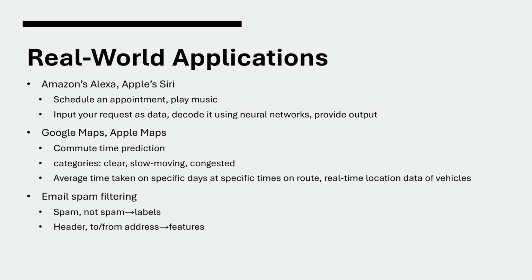And finally, for email spam filtering, it can sort and categorize email contents to classify them as spam or not spam, where spam or not spam are the labels, and then attributes like the email header or the to or from address are features.